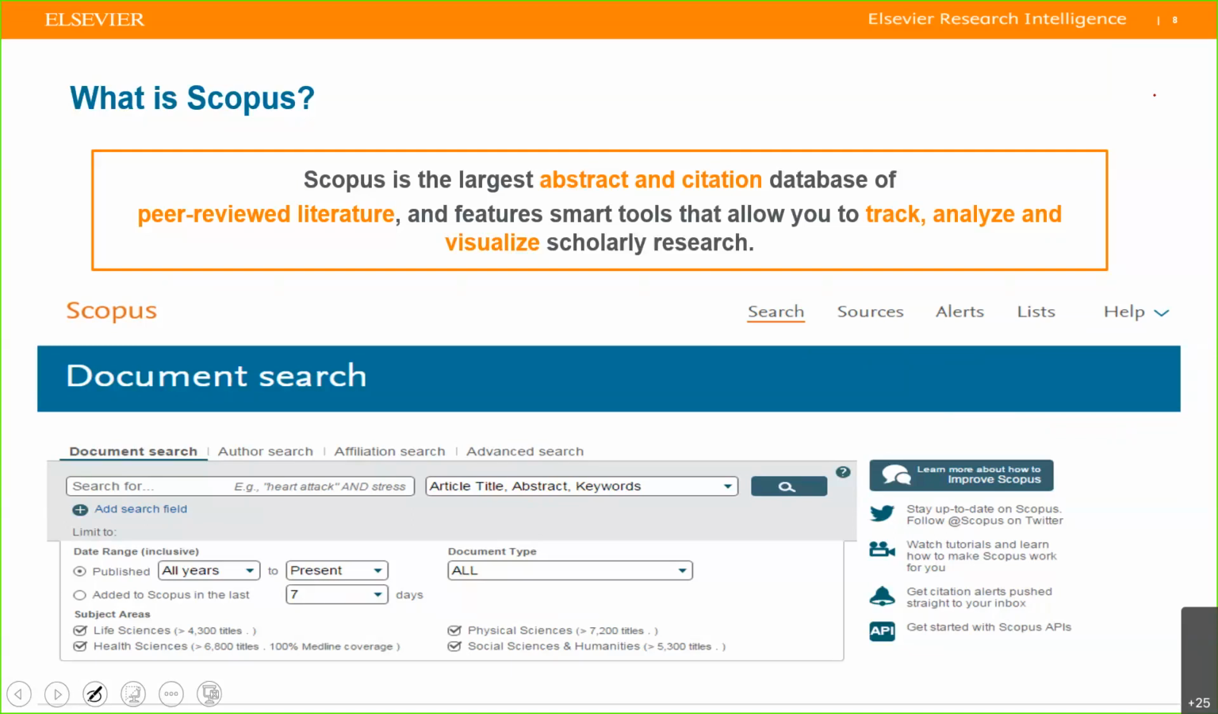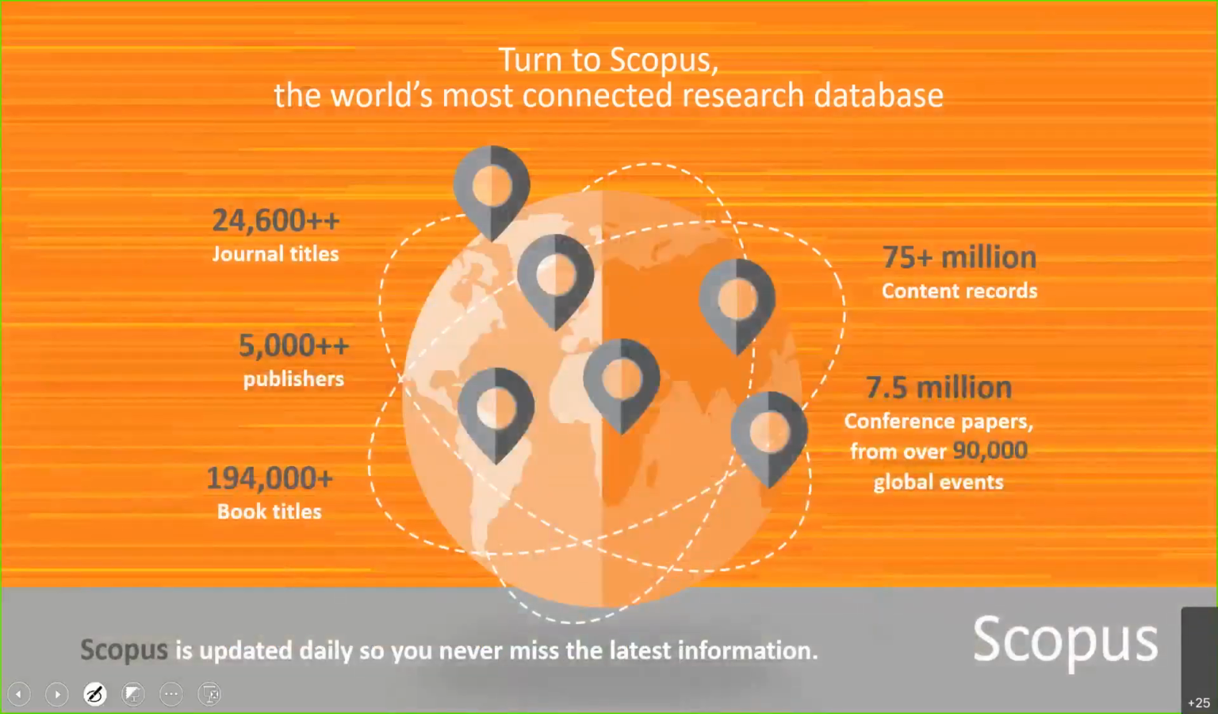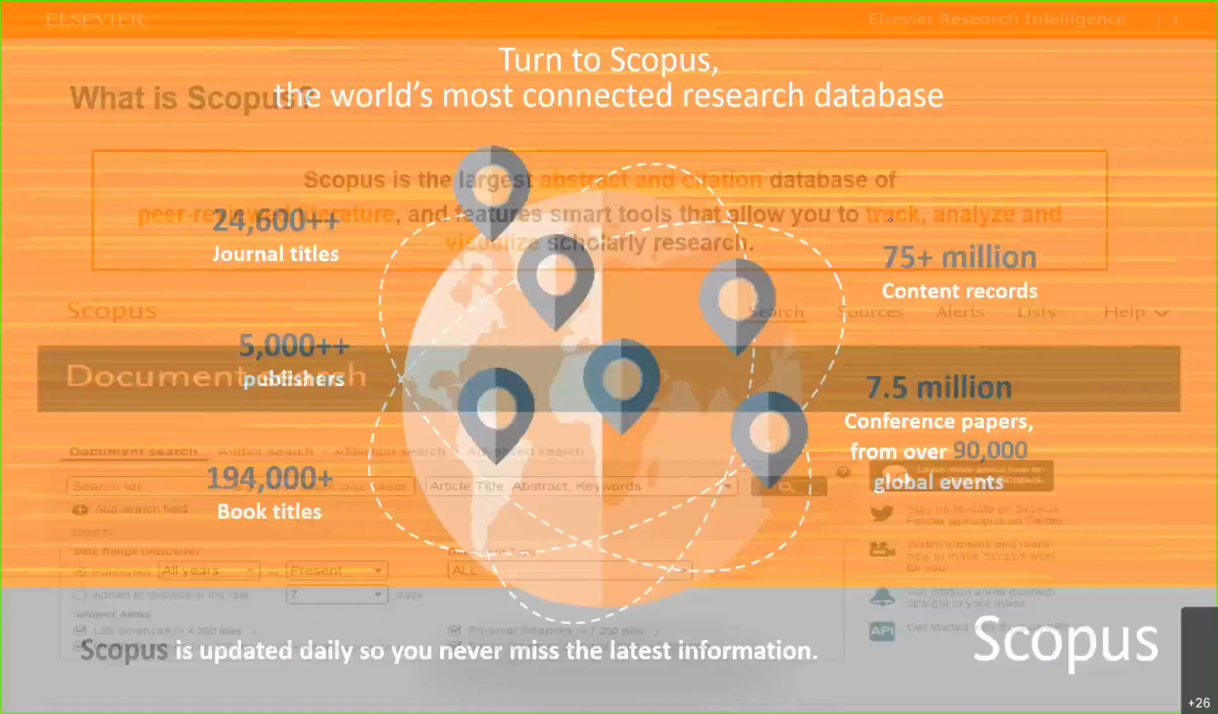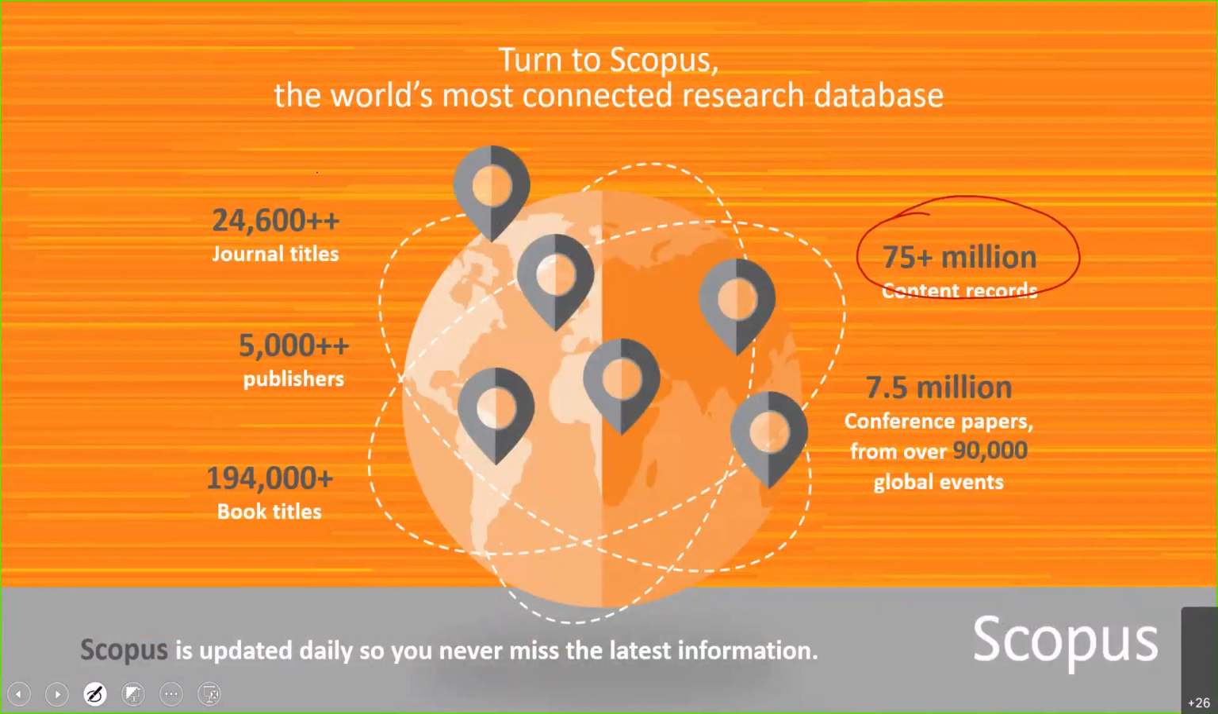When you look at Scopus and compare it with Web of Science, Scopus is more dominant in terms of the number of journals available in their index. Currently they have 75 million content records, more than Web of Science. Journal titles themselves number 24,000 something. Books, they have 194,000.